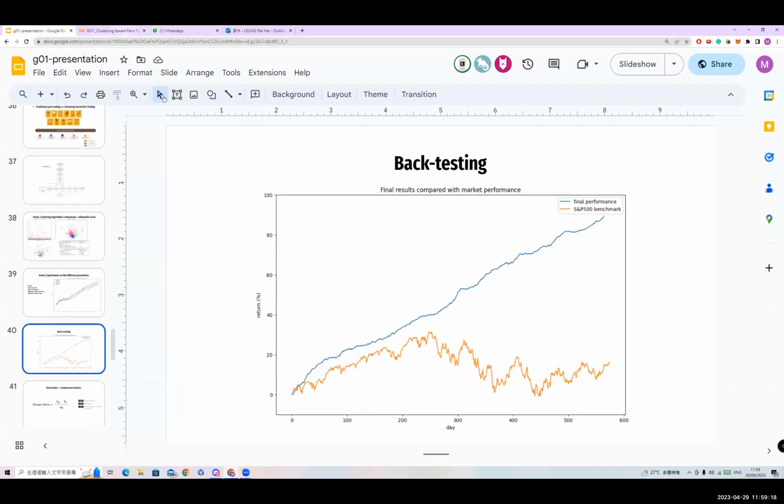So here are the backtesting results. You can see generally the performance of the clustering-based method. The return is actually quite good, and also we can see a stable uptrend here, which means that the standard deviation of this graph is very low, which means the risk is low. So I think it's a very good strategy.